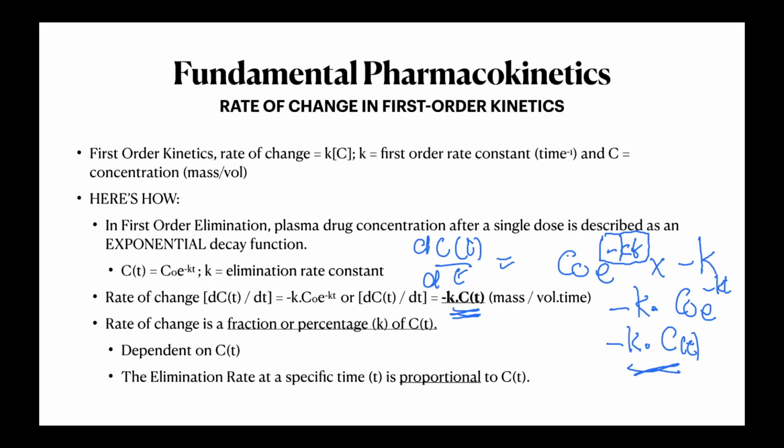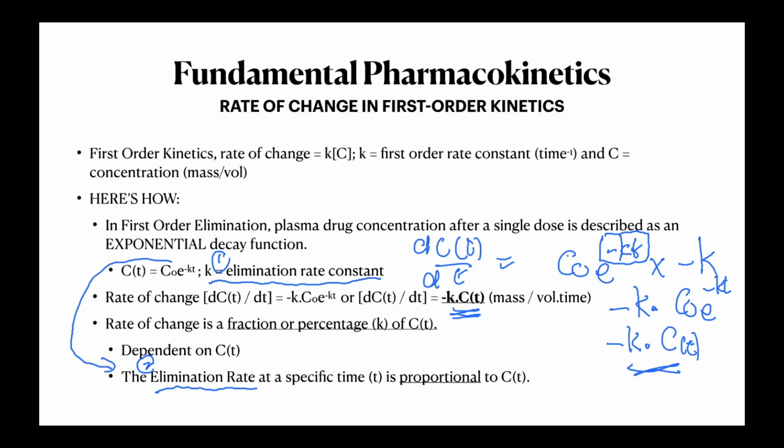Now, very important here, there are two concepts that are easily confused. One is the elimination rate constant, and two is what's called the elimination rate. The elimination rate constant does not change. It's a constant, and it determines what the elimination rate is. So again, the elimination rate constant does not change, but it determines what the elimination rate is.